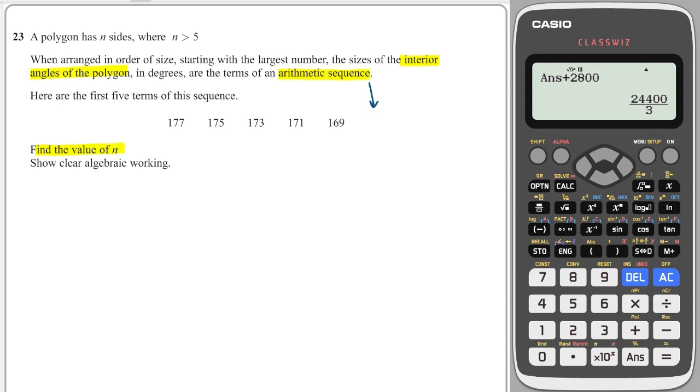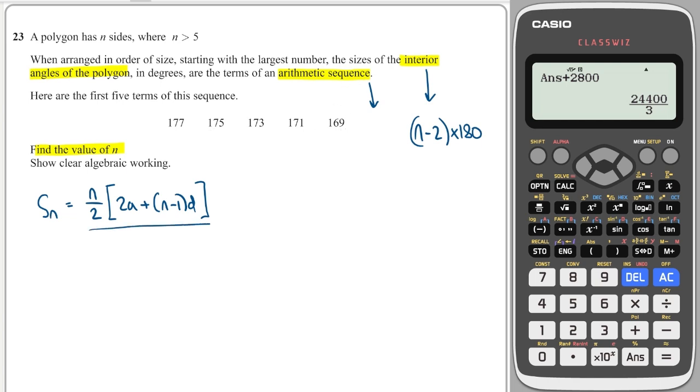Well, what do we know first about arithmetic sequences? We know the sum of an arithmetic sequence. So we can start with that, because the sum of an arithmetic sequence, as given in your formula booklet, is the number of terms divided by 2, multiplied by 2a plus n minus 1 d. And what also do we know about the sum of interior angles? Well, we know that the sum of the interior angles of any polygon is given as n minus 2 multiplied by 180. So this sequence is an arithmetic sequence, and therefore it will have a sum like this. But it's also representing a polygon, which we know when we add up all its angles will add up to make n minus 2 times 180. So these two things are going to be the same.